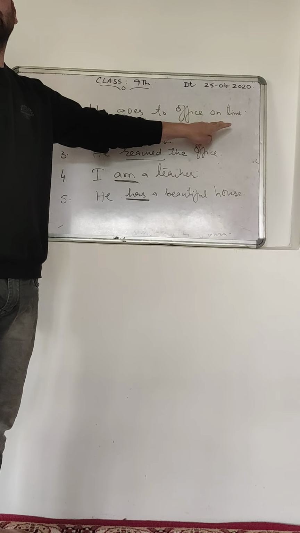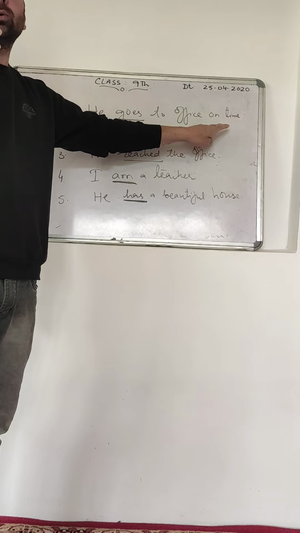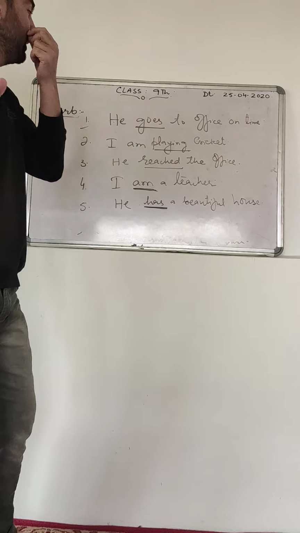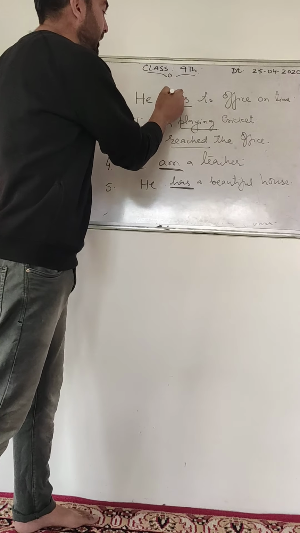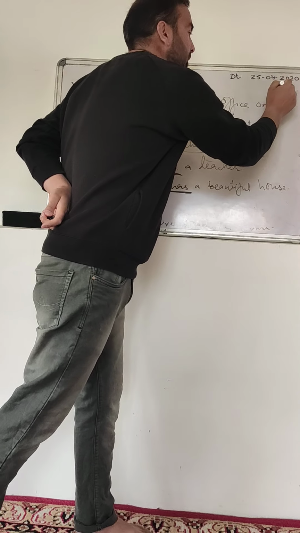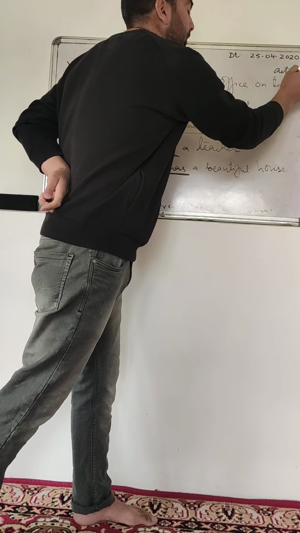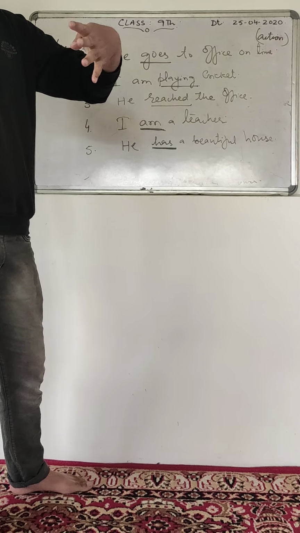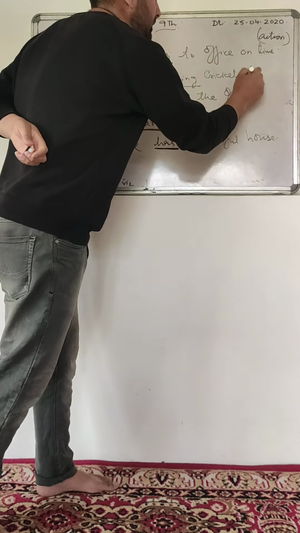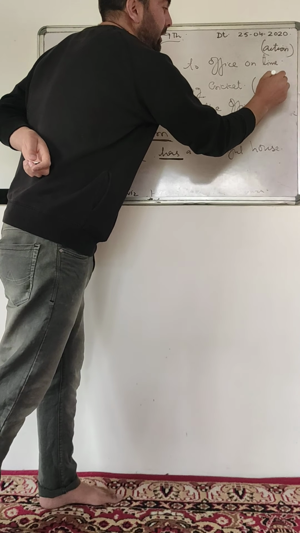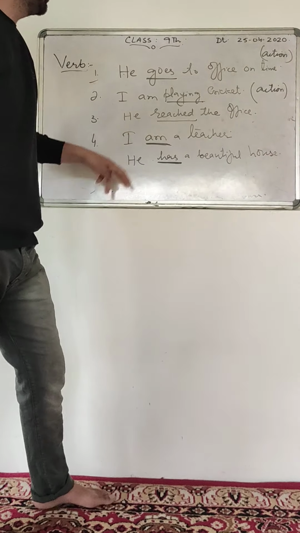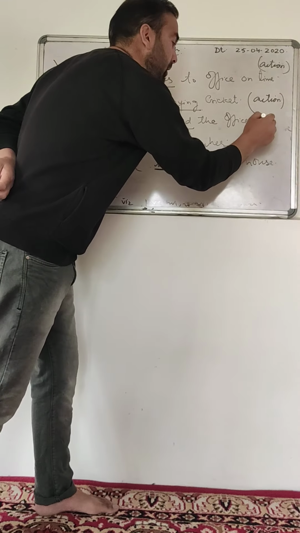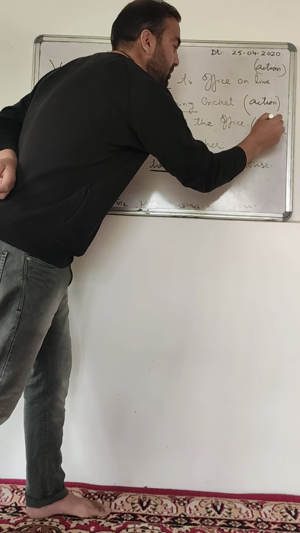He goes to school on time. Means he goes. वो चल रहा है. वो हर दिन स्कूल जा रहा है. Means he is doing some work. So here this verb is showing some action. I am playing cricket. So I am playing. I am doing an action. So again, this verb is also showing an action. He reached the office. So again, there is an action in this verb. This verb is again showing an action.